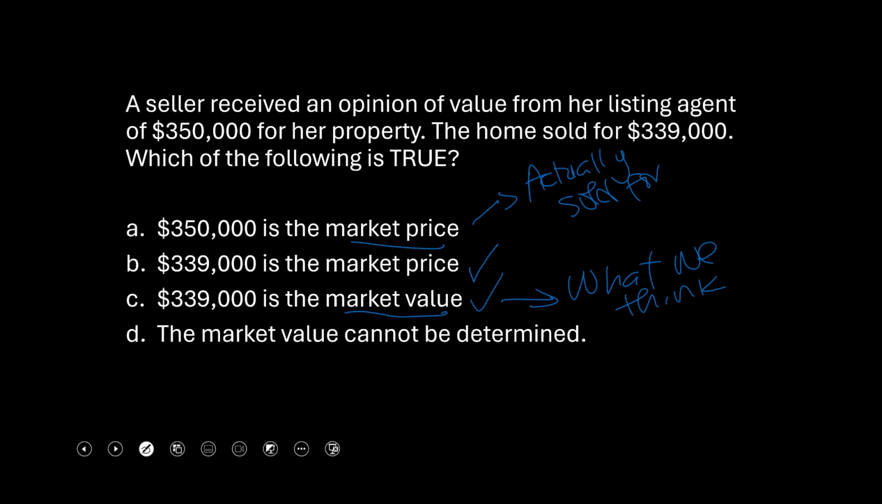All right? So knowing that, let's go back to the question. The opinion of value is 350, but then it sold for 339. So because of that, our answer is B as in boy. It sold for 339, our market price. So please remember these two terms, market value and market price. Sometimes they're the same, but not all the time.